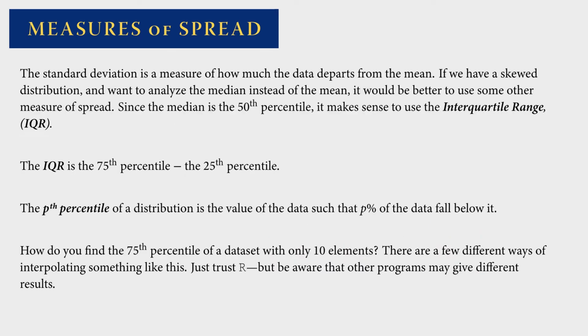The standard deviation is a measure of how far the points depart from the mean. But what if you're not using the mean to measure the center of your distribution? If you're using the median instead, there's a different measure of spread you should use. It's called the interquartile range. The interquartile range is defined as the 75th percentile minus the 25th percentile.